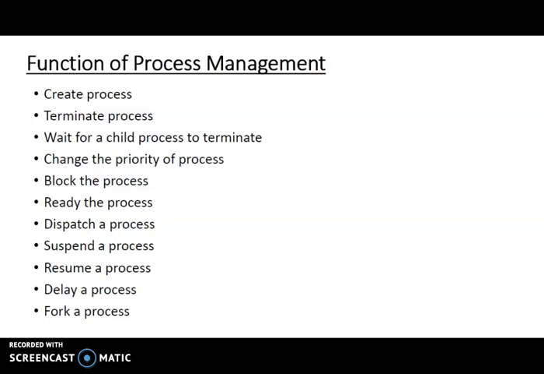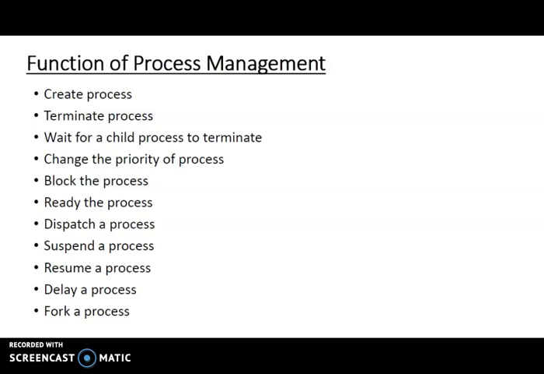First, you can create a process. With the help of the create function you can create your process. Then the second one is terminate the process. What is the meaning of terminate? It means to end your process, so remove the process from the queue. That is the meaning of terminate process. Then you have wait for a child process to terminate. When the child process is terminated, after that the parent process will be terminated.